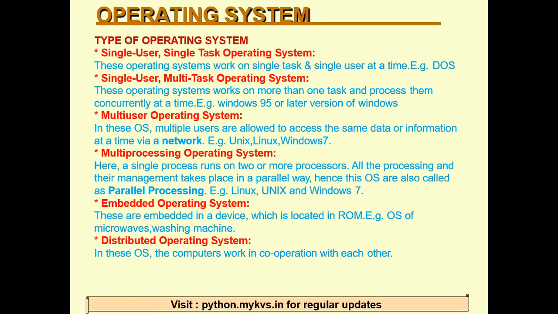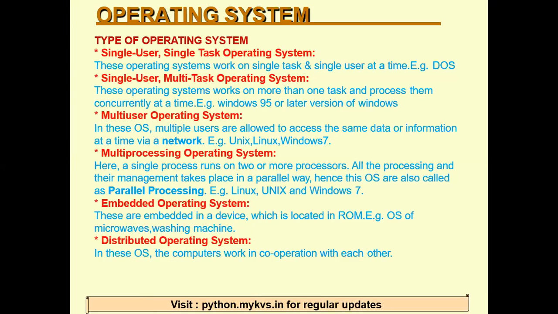So if your Microsoft Word is on, you cannot have internet running simultaneously or music happening or some file copying happening, nothing. Single task means only one thing could happen. Single user means only one user. So single user multitask is also an old version. Now we have multi-user. You all can have multiple users using the same computer. So multi-user computer system, operating system. Then came multi-processing. That means a single process can run on two or more processors. Then came embedded operating system, where the operating system is embedded in a device.